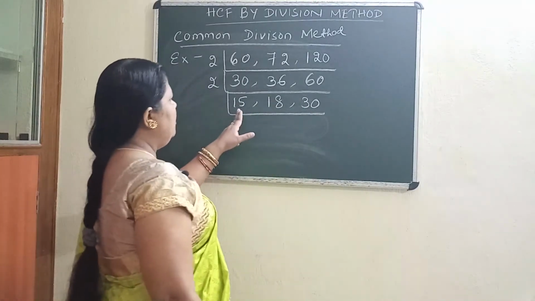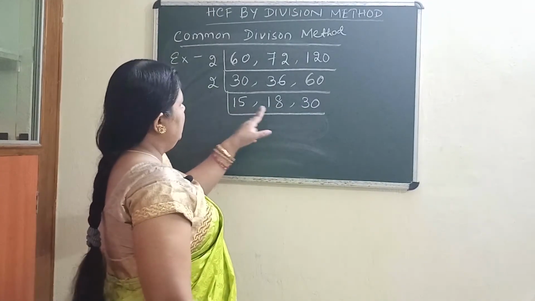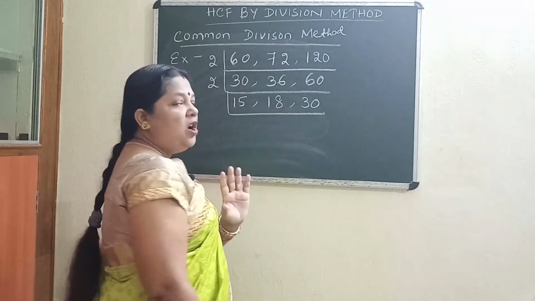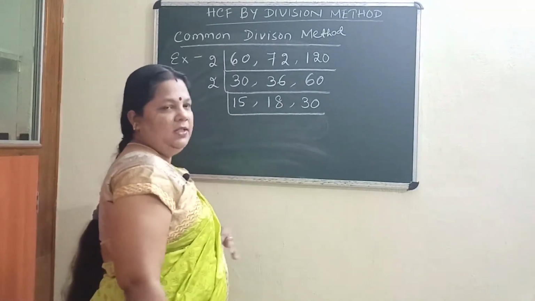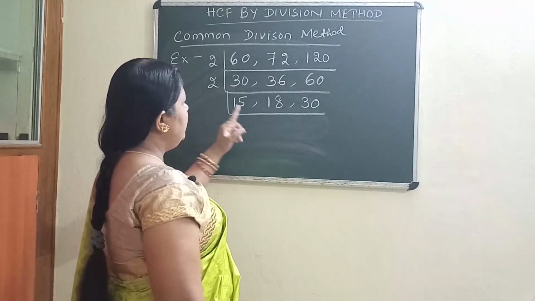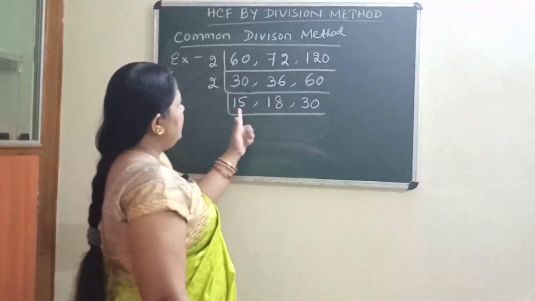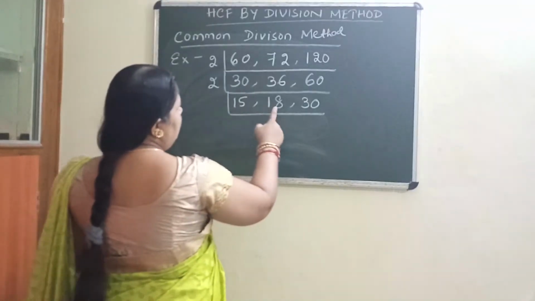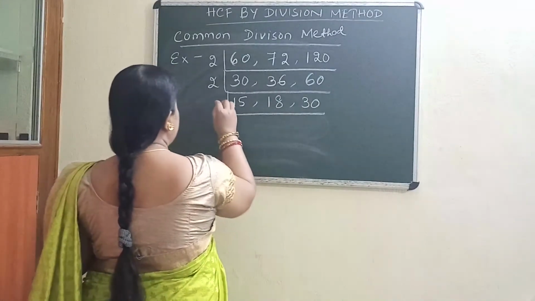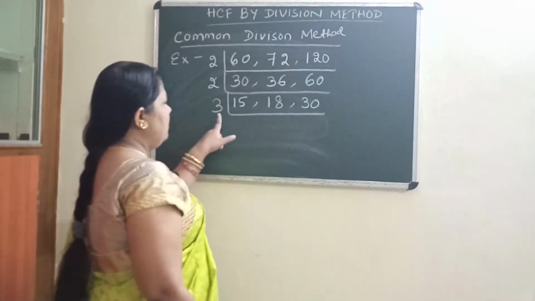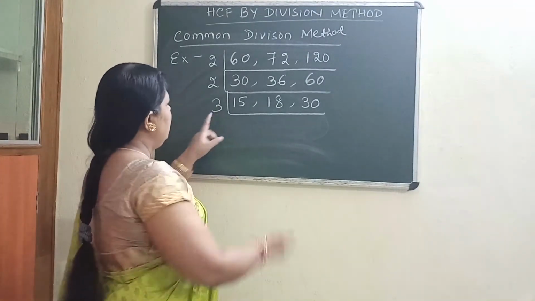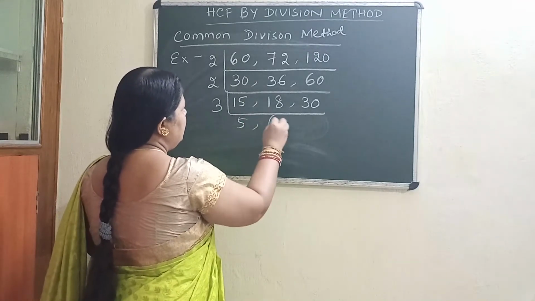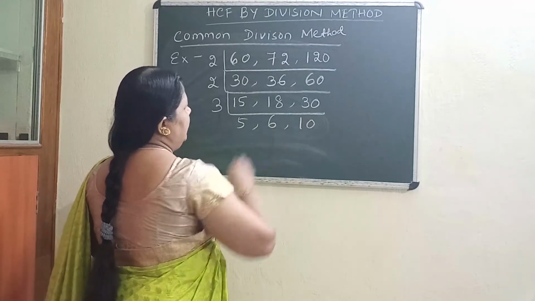See, here you got one odd number, these two are even numbers. So these 3 numbers are not divisible by 2 again. So what will you check? You will check for 3, whether these 3 numbers are divisible by 3 or not. Okay, so this is divisible, this is also divisible, this is also divisible. So we can take 3 as our common factor. Okay, divide again. Here you will get 5, here you will get 6, here you will get 10.